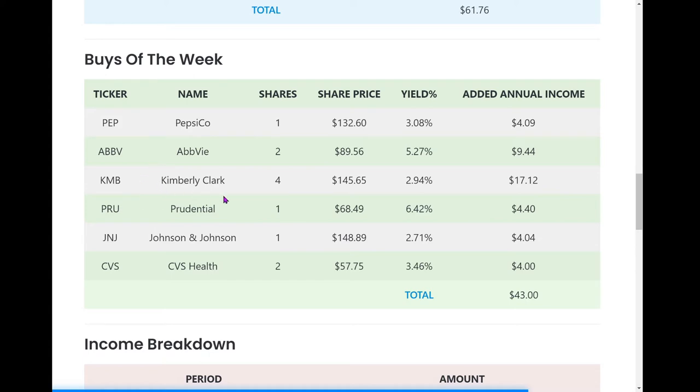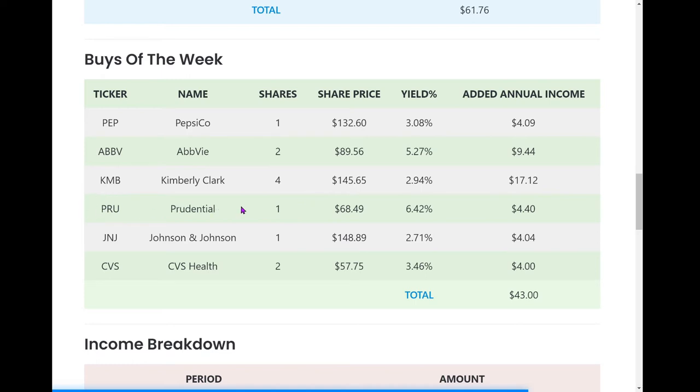That's AbbVie. Kimberly Clark, four shares, $145.65 average. That yields 2.94%. It's under the 3% that I like, but they do grow that dividend very nicely and steadily. That added $17 of income to my account. Kimberly Clark, diapers, Huggies. I think people are going to keep having kids, so they're going to keep needing to buy diapers and toilet paper.